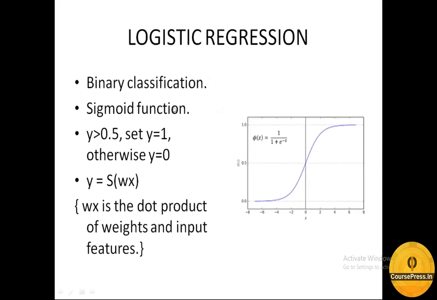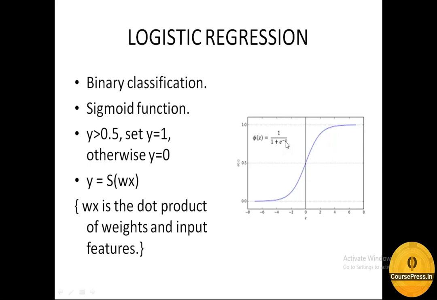So, logistic regression, we have binary classification. What logistic regression does, it classifies our outputs into zeros and ones. Okay, so let's say I have two classes. It uses the sigmoid function. Now what is a sigmoid function? It is basically an S curve which ranges from 0 to 1.